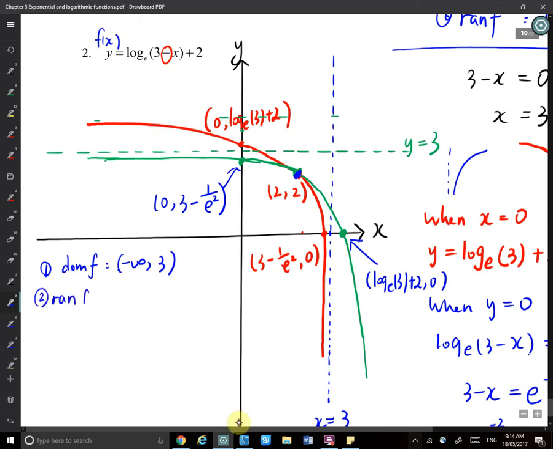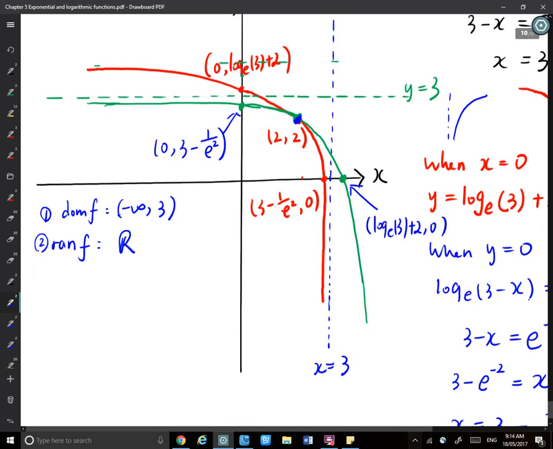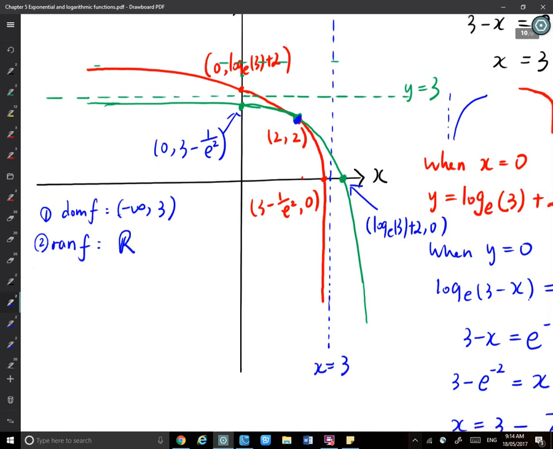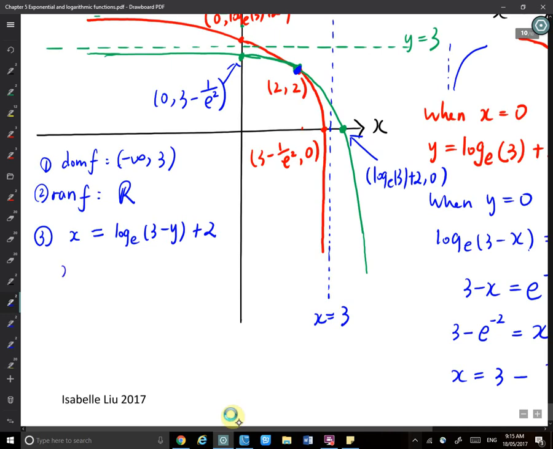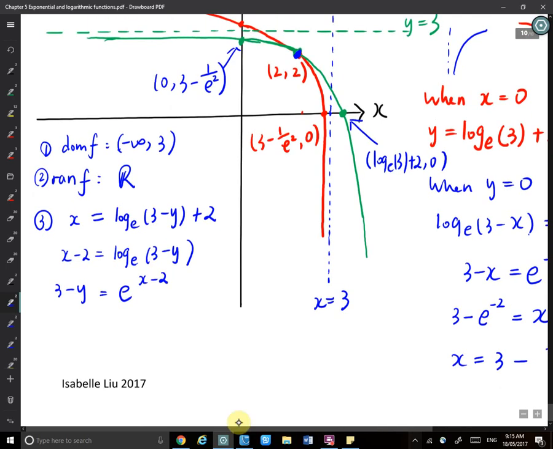Number 2, range of f. The range for a logarithm function is always R. Have a look at the red graph, it's going upwards, so it's R. Number 3, change x and y. x equals log e (3 minus y) plus 2. x minus 2 equals log e (3 minus y). 3 minus y equals e to the power of (x minus 2). y will be minus e to the power of (x minus 2) plus 3.